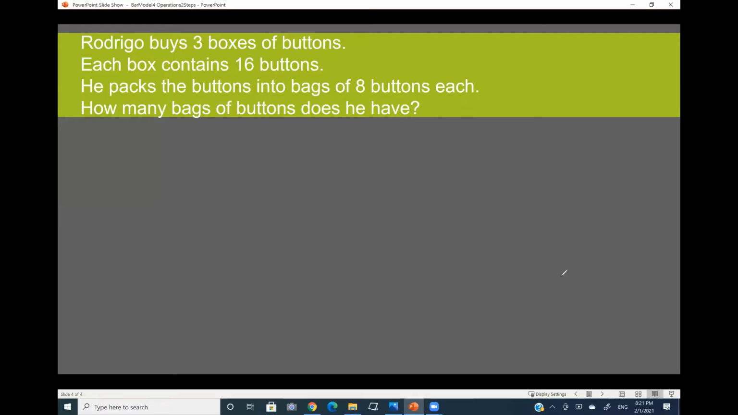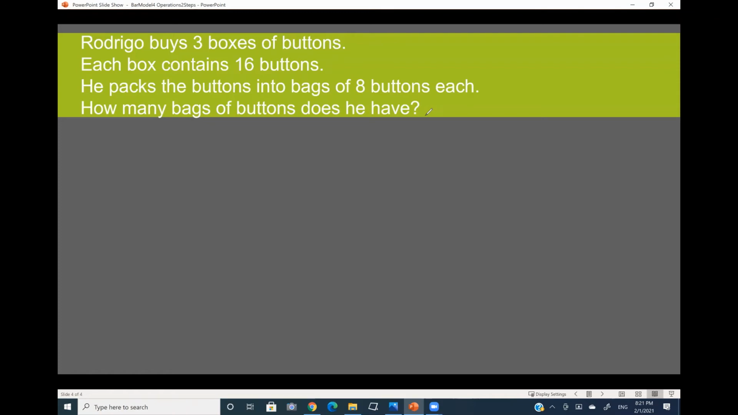Let's solve a second problem. This one says, Rodrigo buys 3 boxes of buttons. Each box contains 16 buttons. He packs the buttons into bags of 8 buttons each. How many bags of buttons does he have?